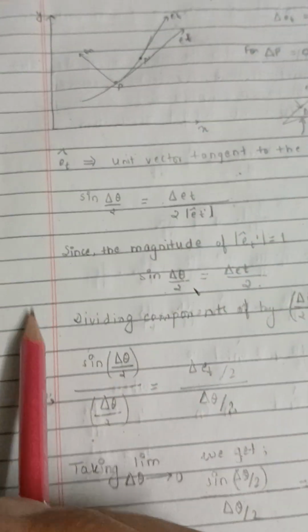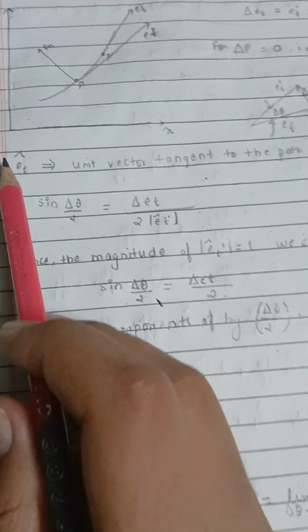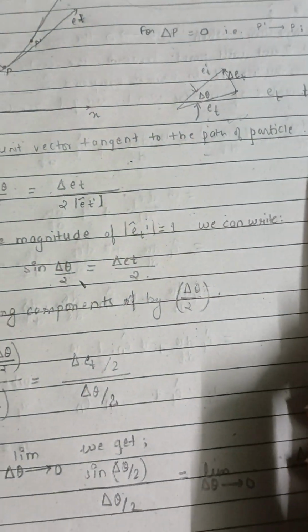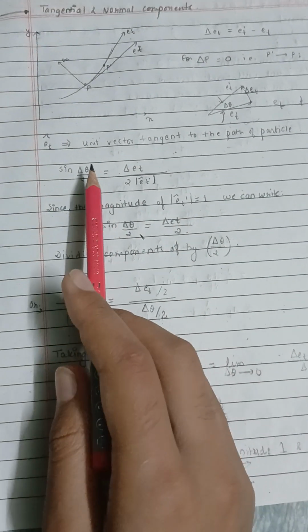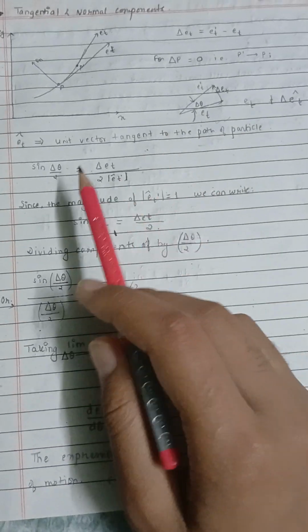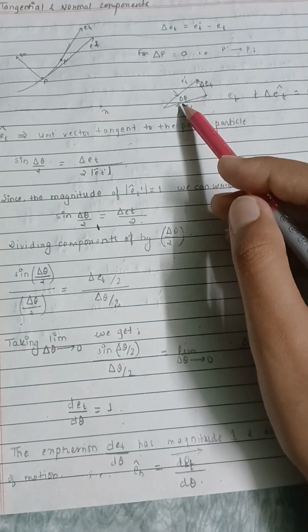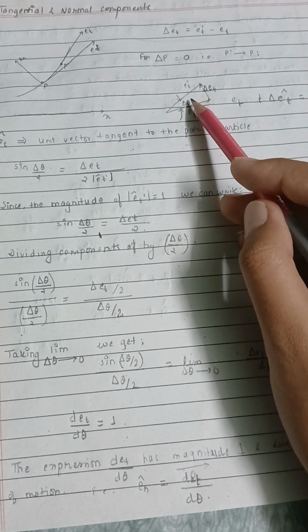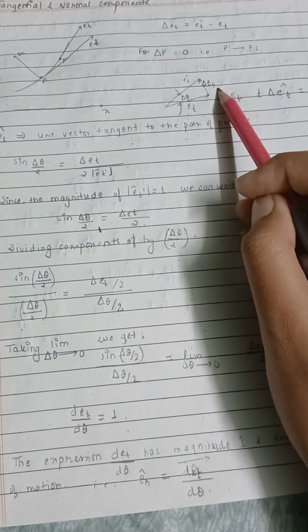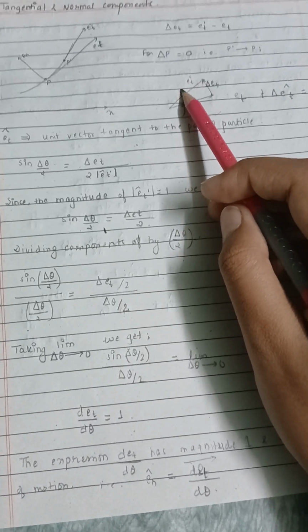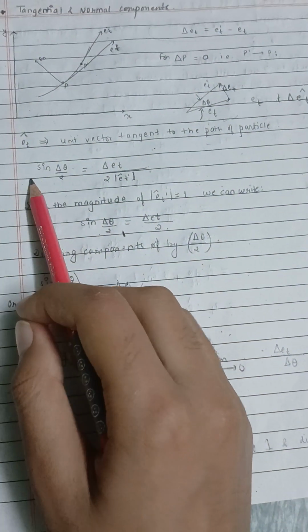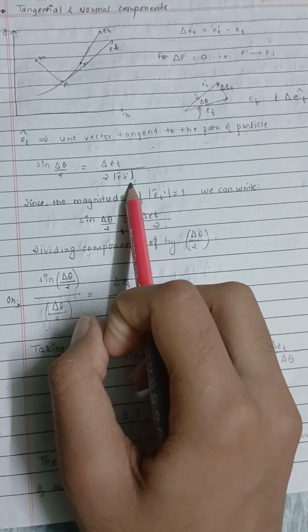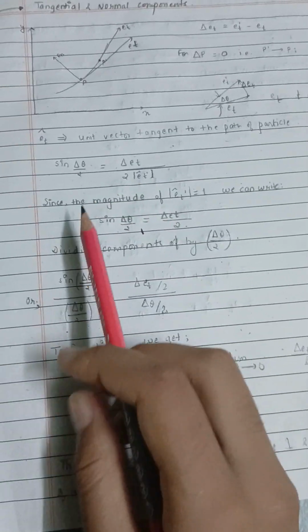Now let's move forward to what is Et cap. Et cap is the unit vector tangent to the path of the particle. Let's use this triangle to write this relation. For del theta, we know that sine del theta would be equal to del Et by Et dash, the hypotenuse component. Similarly, sine del theta by 2 would be equal to del Et by 2 times the magnitude of Et dash.